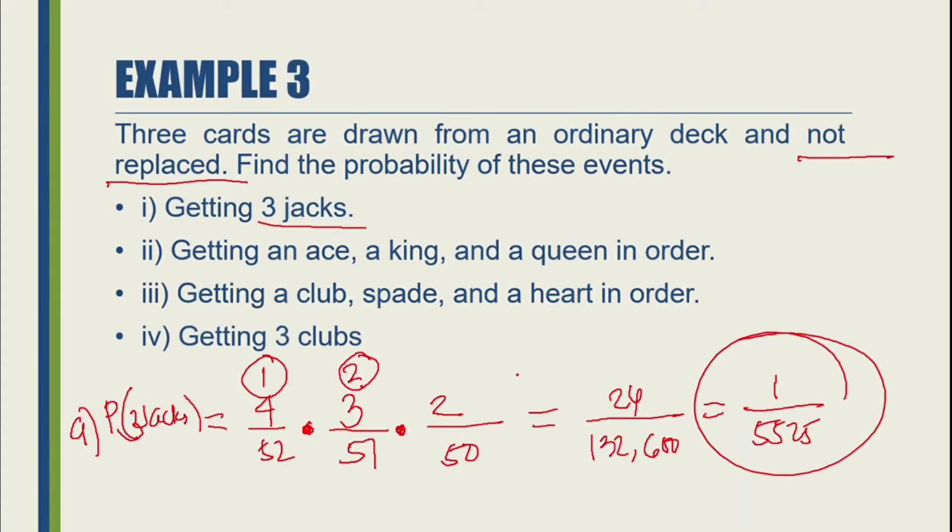The next part is we are going to get an ace, a king, or a queen in order. So we have here the probability of ace, king, and queen in order. Since it is not being replaced here, we have 4 over 52 for the first draw, for ace. It is not being replaced. Does it affect the event king? No, it does not affect the king. But you did not replace the ace, so in the second draw, the sample space will be affected here.